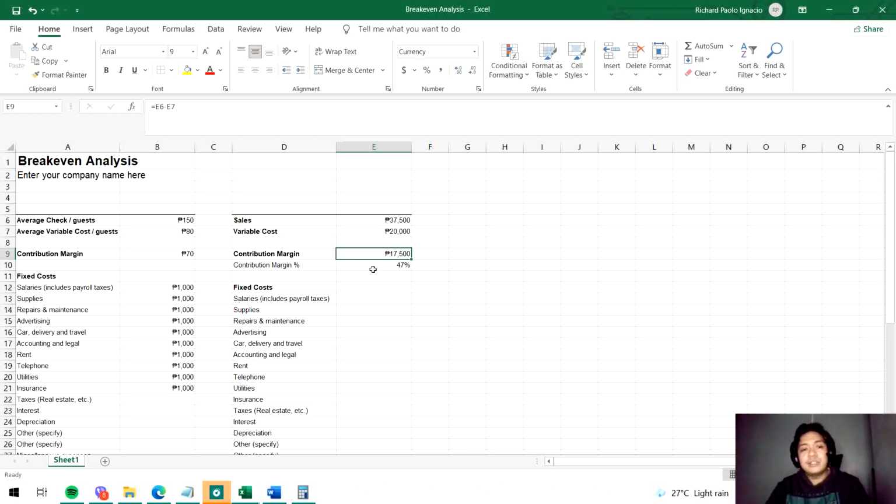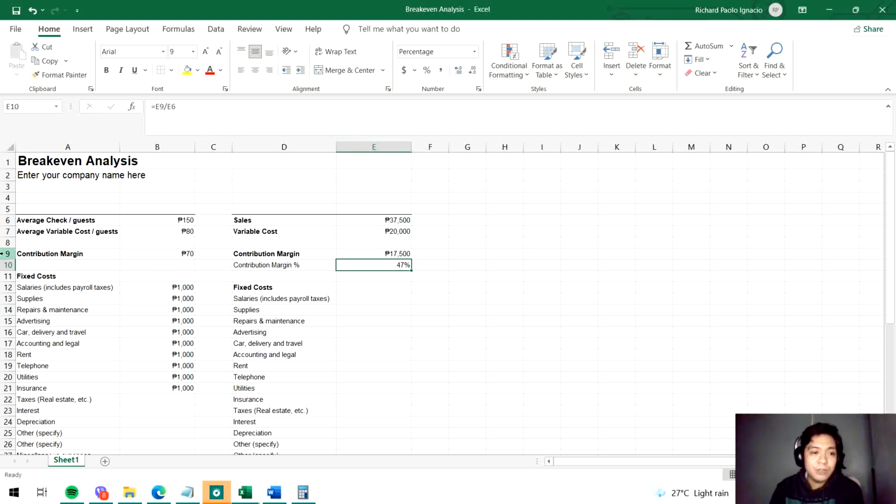And then, para makuha natin yung contribution margin percent, kailangan po nating i-divide ang contribution margin. Percent po ito ha, hindi contribution margin per se. We have to get kasi contribution margin percentage. And in order to get contribution margin percentage, we have to divide our accumulated contribution margin over sales. So that is contribution margin divided by sales. We will have 47%. If you will see here the formula, this is E9 divided by E6.